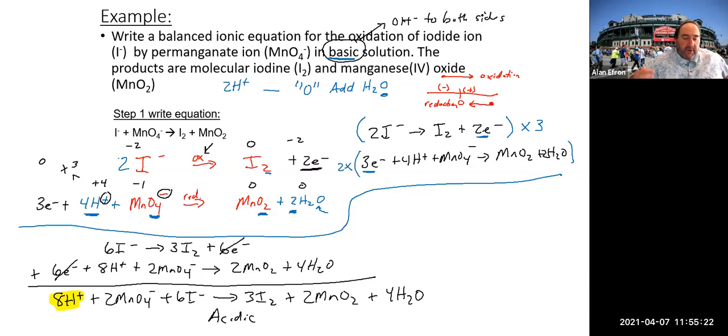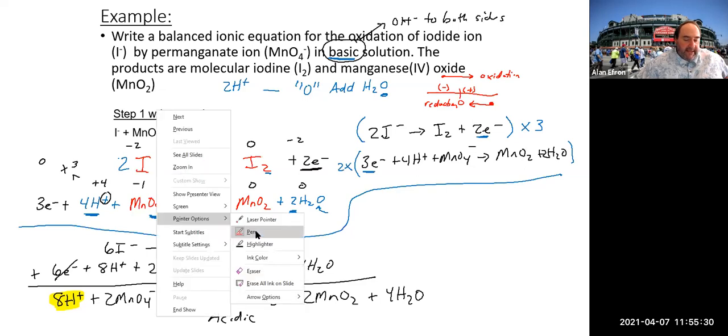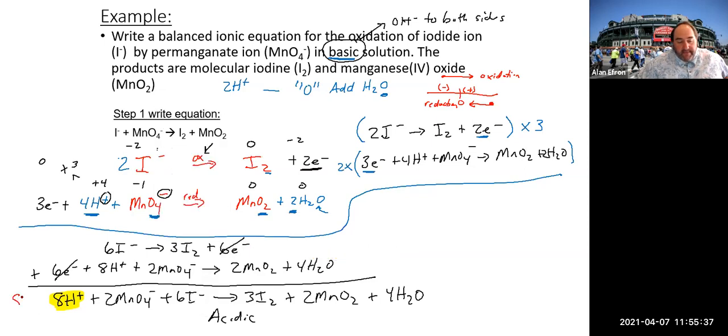So how much OH minus do we add? It's actually the amount of H plus that we ended up with. So in this case, we ended up with 8 H pluses, which means when we go to add our OH minus, we're going to add an equal amount of OH minus, again, not to just one side, but to actually both sides in this case.